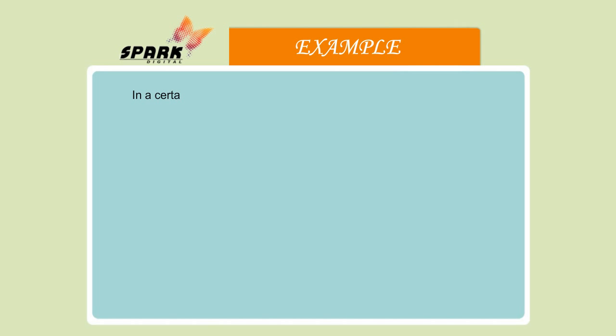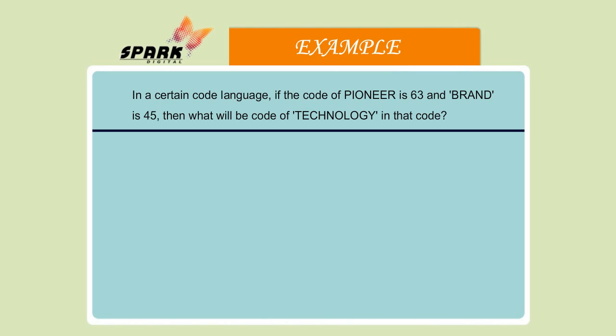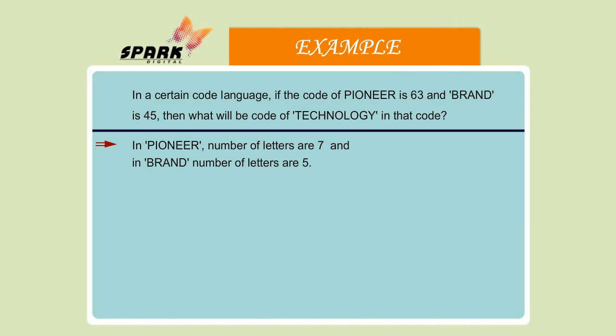In a certain code language, if the code of Pioneer is 63 and Brand is 45, then what will be the code of technology in that code? In Pioneer, number of letters are 7 and in Brand, number of letters are 5. 63 is obtained by multiplying 7 with 9. Similarly, 45 is obtained by multiplying 5 with 9. Thus, answer will be 10 into 9, that is 90.